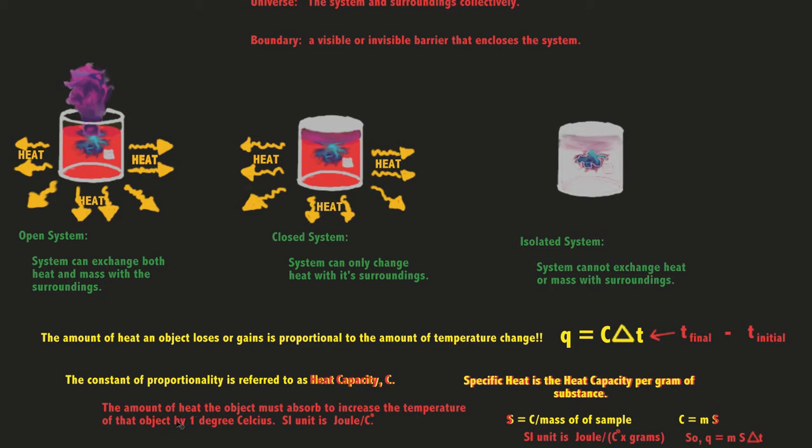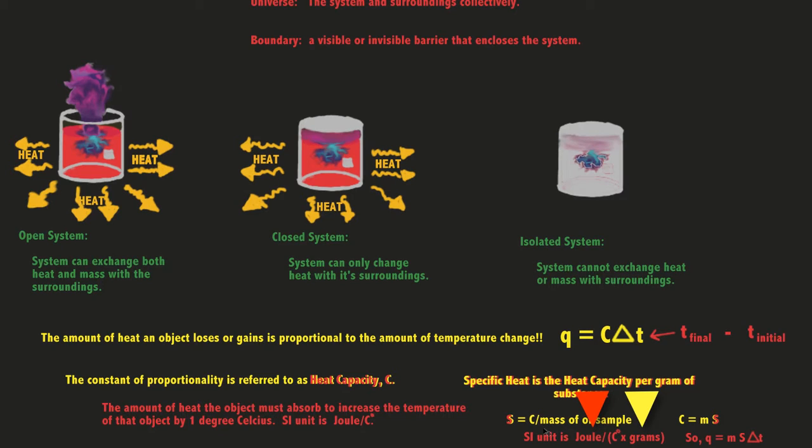The formal definition of heat capacity is the amount of heat an object must absorb to increase the temperature of that object by 1 degree Celsius. Sometimes when mass is known, they might refer to a term called specific heat. Specific heat is the heat capacity per gram of substance. So if we have the C, which is heat capacity divided by the mass of the sample, that's what specific heat is. As a result, the units are joules per degree Celsius gram.